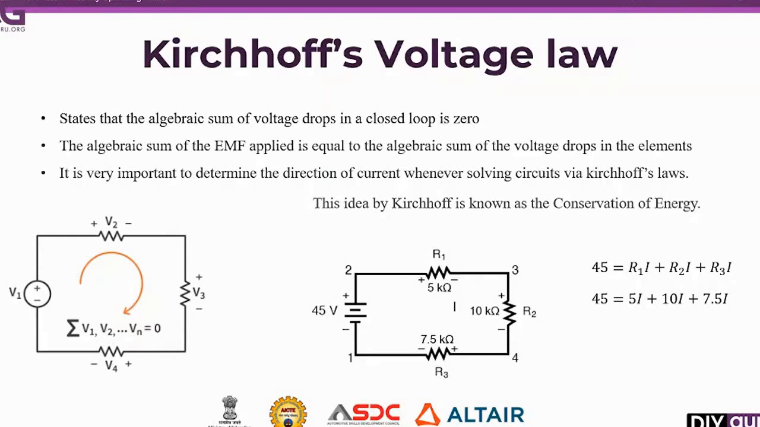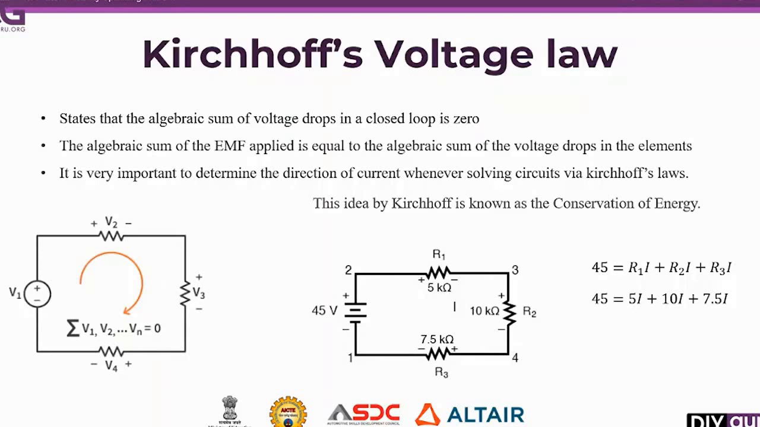Or you can define the same statement as the algebraic sum of the EMF applied, or the voltage. Don't get confused here, the EMF is nothing but voltage. So the applied voltage is equal to the algebraic sum of the drops in the elements. The supply voltage should appear as drops across these 3 elements. So V1 is equal to V2 plus V3 plus V4. That is simple: the source or applied voltage is equal to the drop across all the elements.